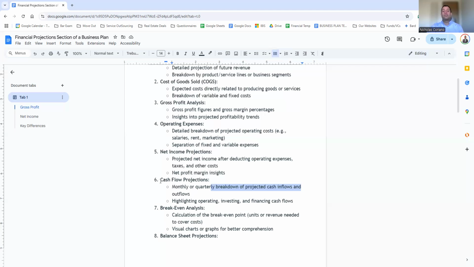So cash flow projections are super important. They're one of the key financial statements, or the 4 financial statements, that you need to include in a financial projections section, and that's number 6.